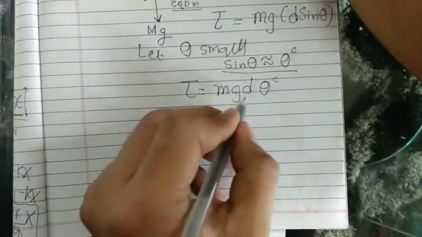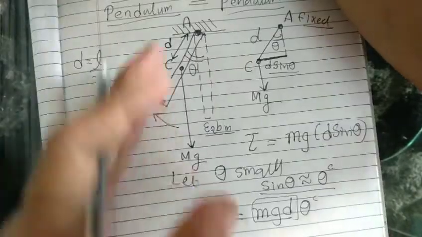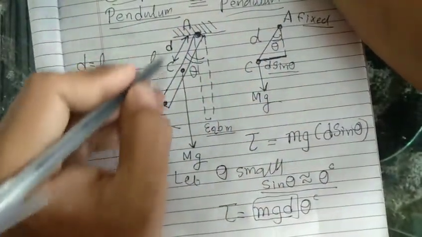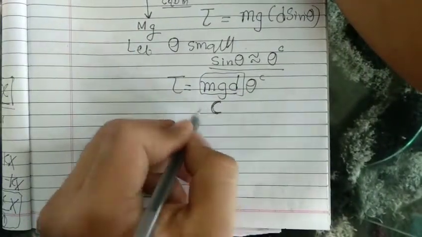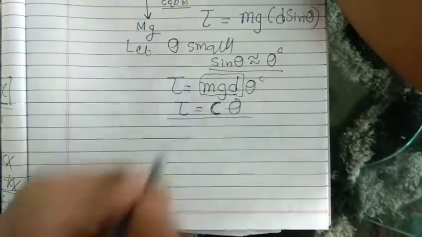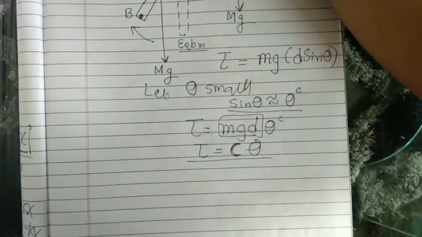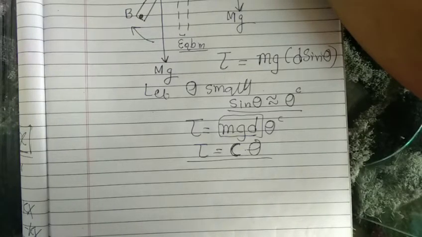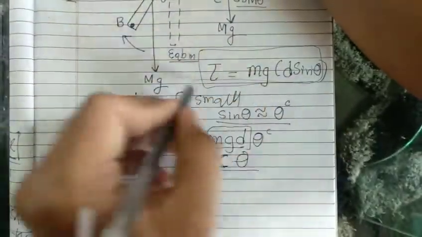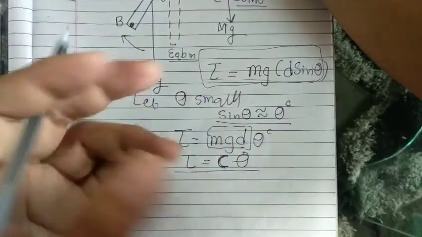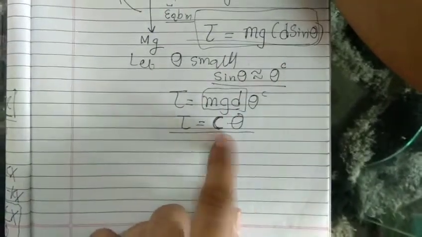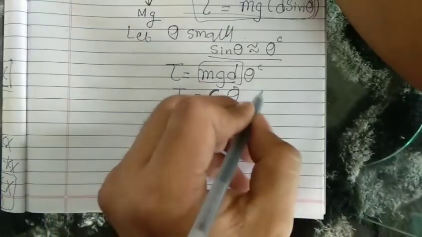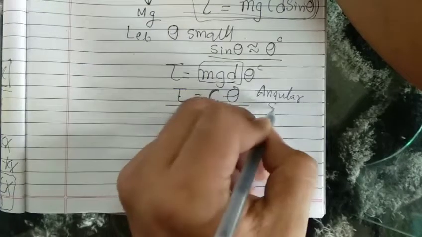Here mgd is constant, whatever the position of the rod, since mg of the rod and d are constant. I write this constant as c. So you get torque equal to c theta. You won't get a negative sign here. The negative sign indicates that the torque is opposing theta, but here we are writing just the magnitude of the torque. If you write the torque in vector form, then the negative sign can come. So torque equal to c theta, and by looking at this equation we can understand that it is angular SHM.